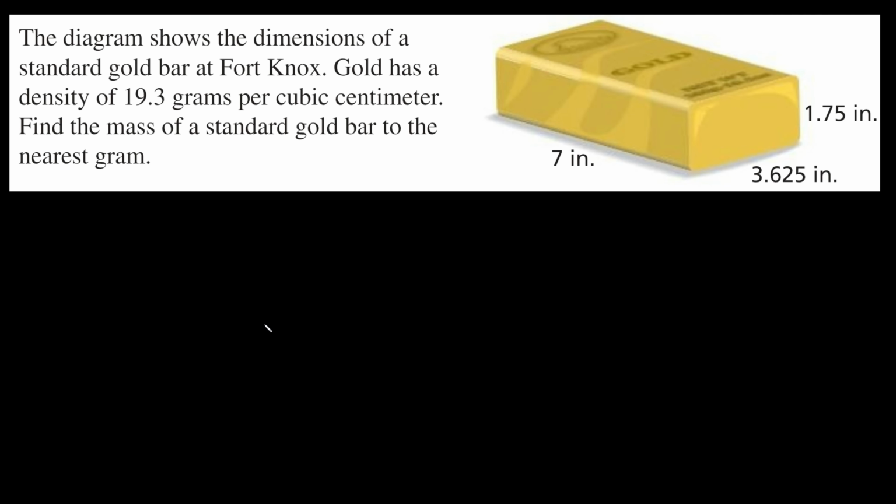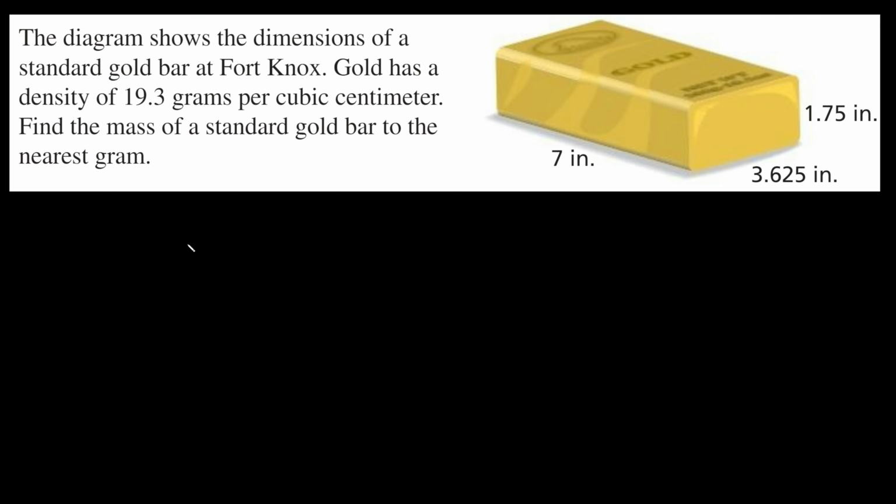So in this video, I'm going to teach you how to find the mass of an object using the density formula, right? And we're going to go over a little word problem here to cover this topic. The problem says, the diagram shows the dimensions of a standard gold bar at Fort Knox. Gold has a density of 19.3 grams per cubic centimeter. Find the mass of a standard gold bar to the nearest gram.